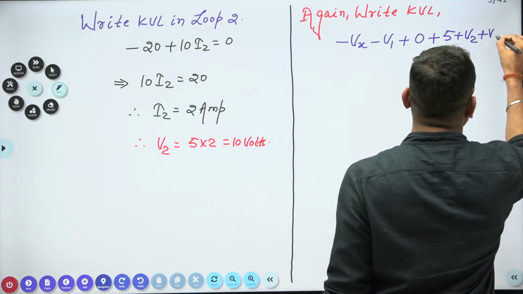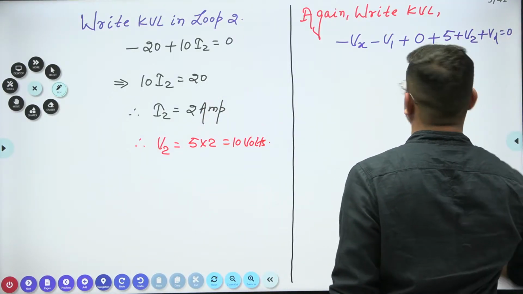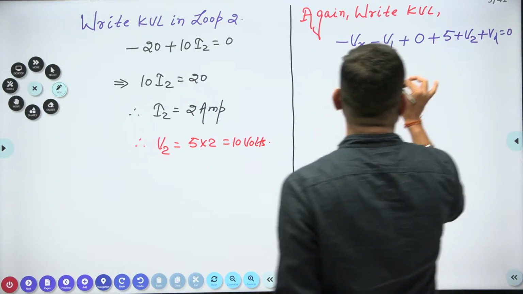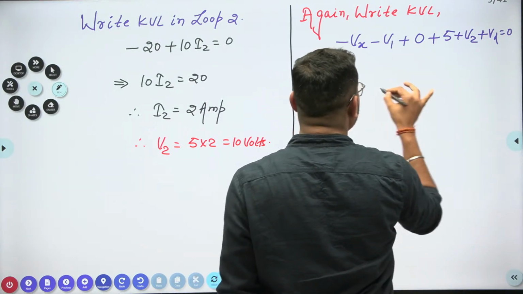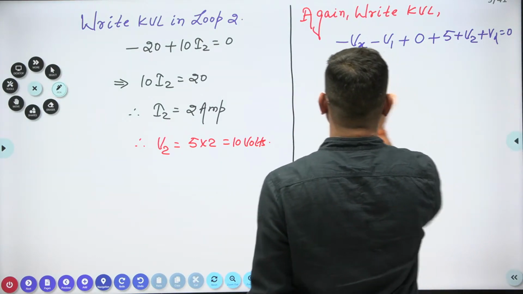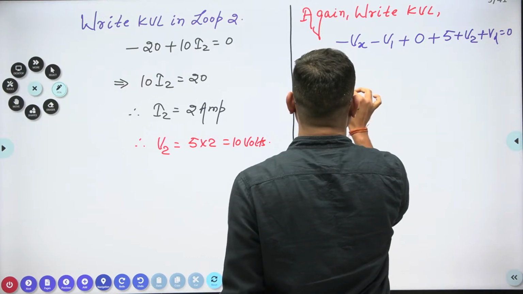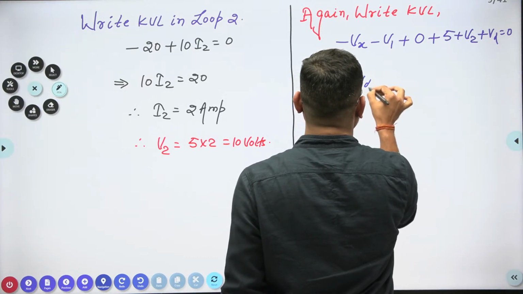Plus of Vd, and this is equal to 0. Is it clear? So here we have to calculate what? Vx minus of Vd, guys. So I'm just taking Vx and Vd here.